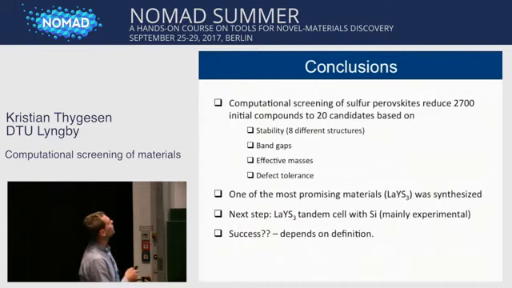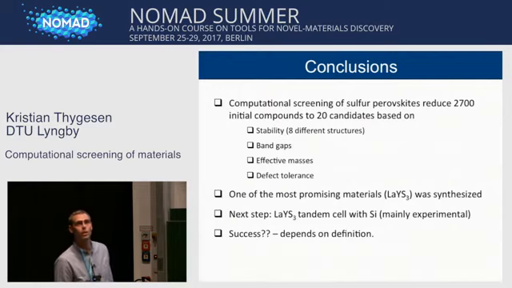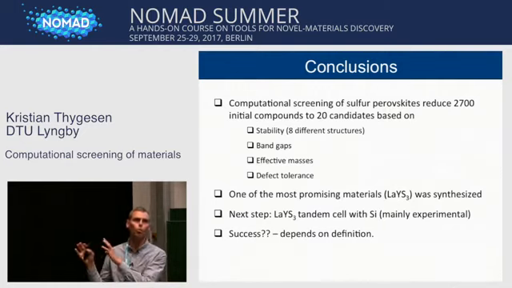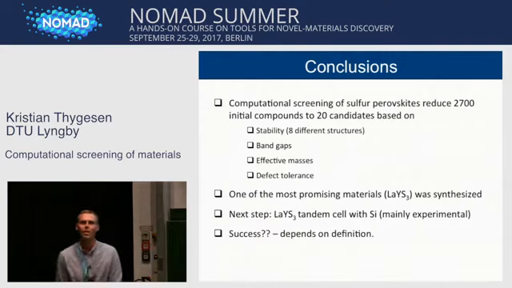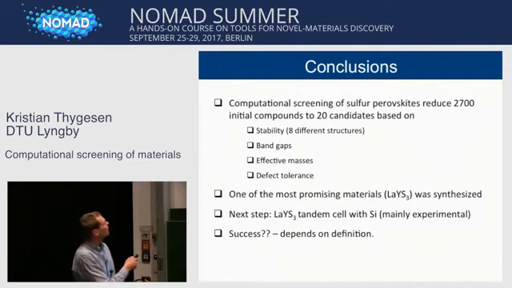Okay, so let me conclude here. What I showed you was an example of a computational screening study where we looked at, to begin with, around 3,000 perovskite sulfides. We managed to reduce that to 20 candidates based on the stability of the compound, and we looked at 8 different structures that we were inspired to pick based on the frequency of occurrence of these types of sulfides in the ICSD database. We looked at band gaps, effective masses, and defect tolerance.